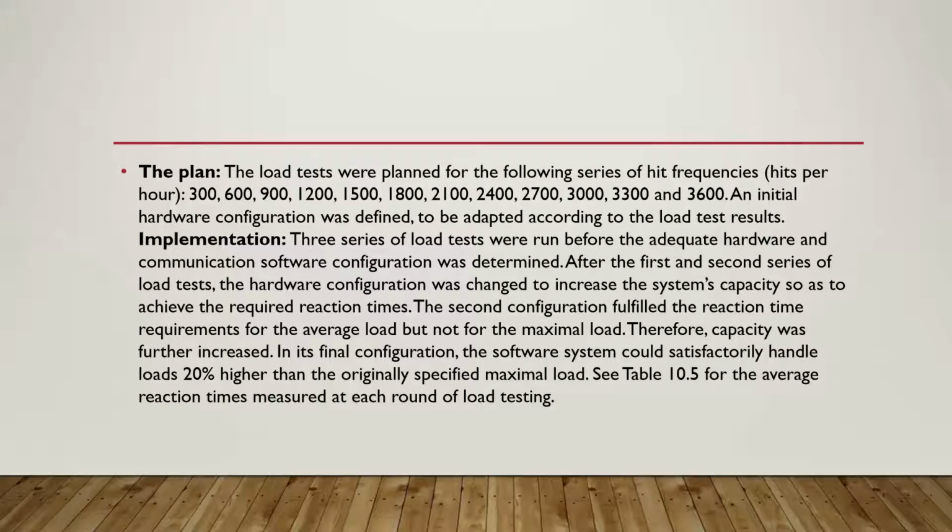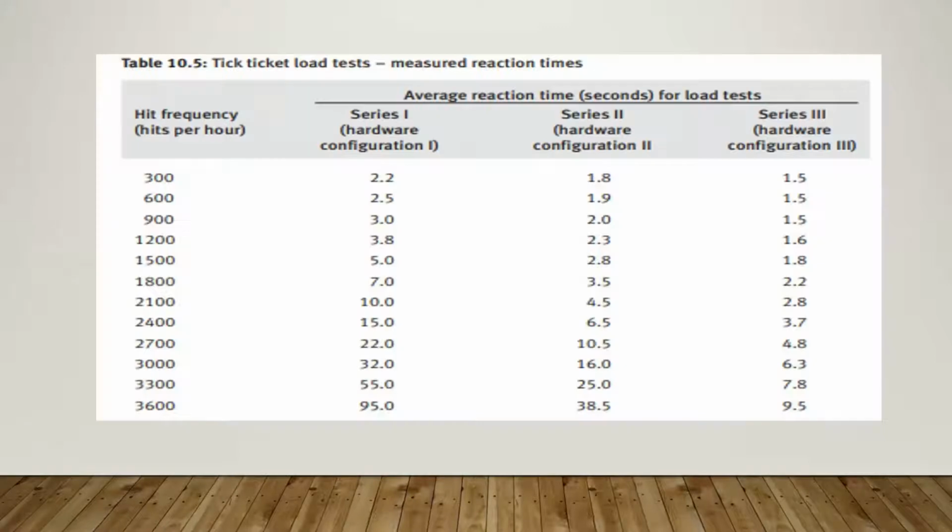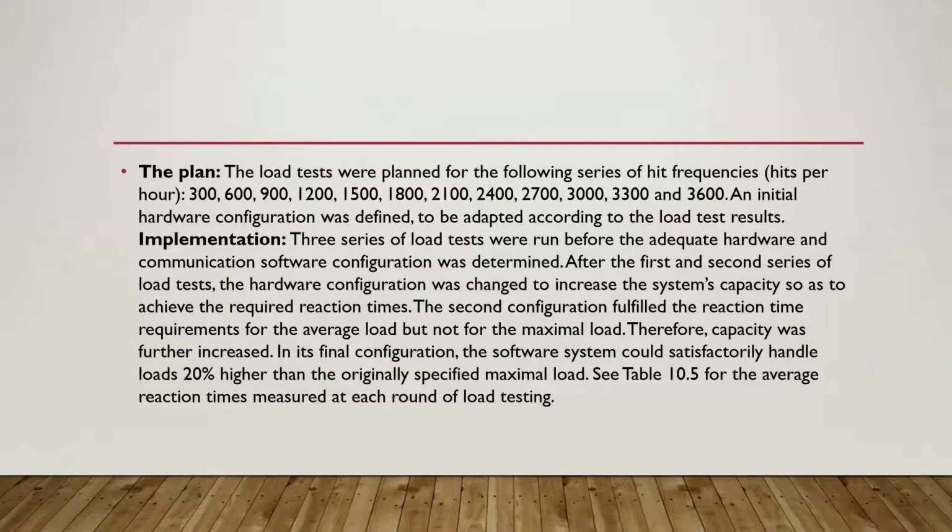The load tests were planned for the following series of hit frequency, hits per hour: 300, 600, 900, 1,200, 1,500, 1,800, 2,100, 2,400, 2,700, 3,000, 3,300, and 3,600. An initial hardware configuration was defined to be adapted according to the load test results.